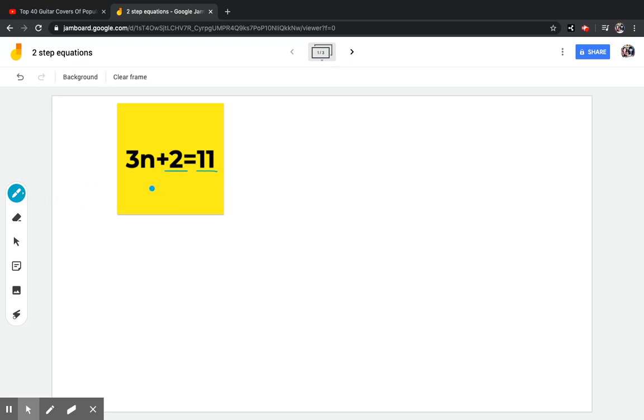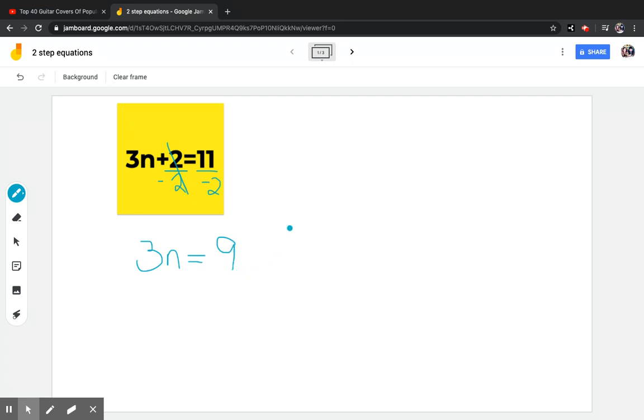So the first thing I'm going to do is get rid of that 2. And if you can remember from the one-step equations, I'm going to do the opposite, or the inverse. So because that's a positive 2, I'm going to subtract that, and it'll cancel itself out. So subtract 2. Okay. Now I have a 3n, and if you look at this, I have plus 2 minus 2, so that would equal 0. So if you want to put 3n plus 0, you can, but it's completely unnecessary. And then what is 11 minus 2? Well, that is 9.